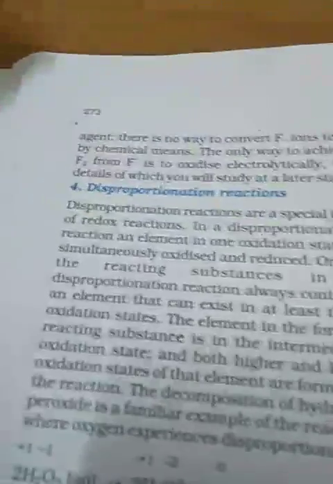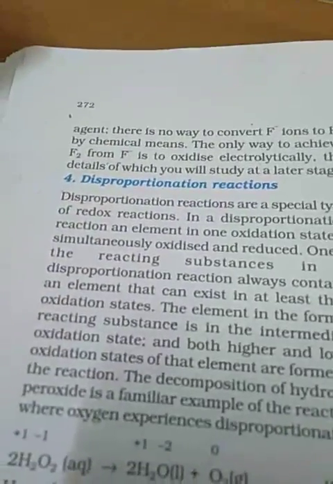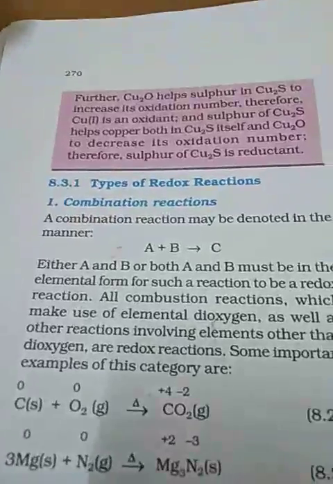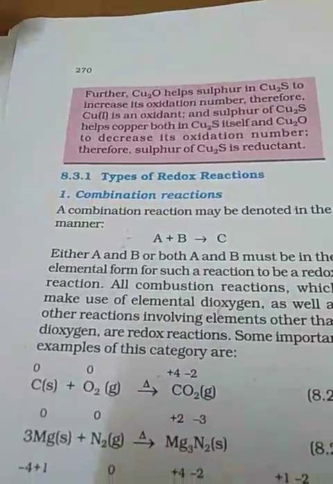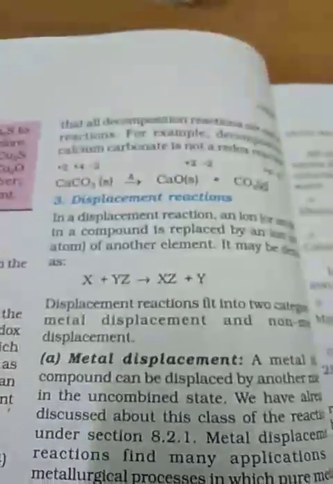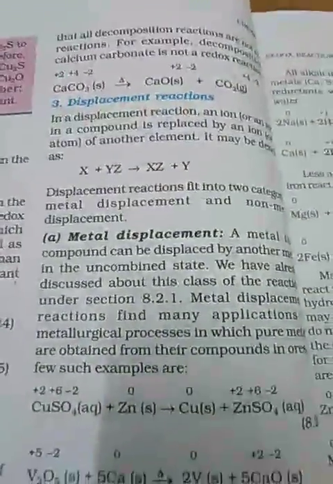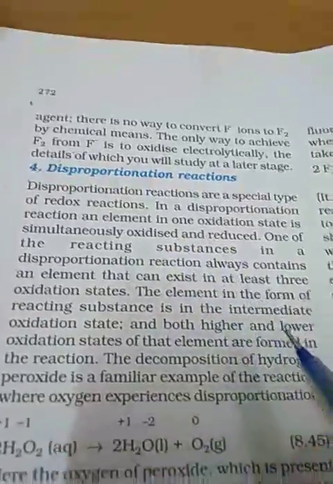We are starting our next topic with the fourth type, disproportionation reactions. Yesterday I taught you the types of redox reactions, 8.3.1. First we described combination reaction, then decomposition reaction, third one displacement reaction. In displacement reaction, I taught you metal displacement and non-metal displacement. Now the most important reaction, that is disproportionation reactions.